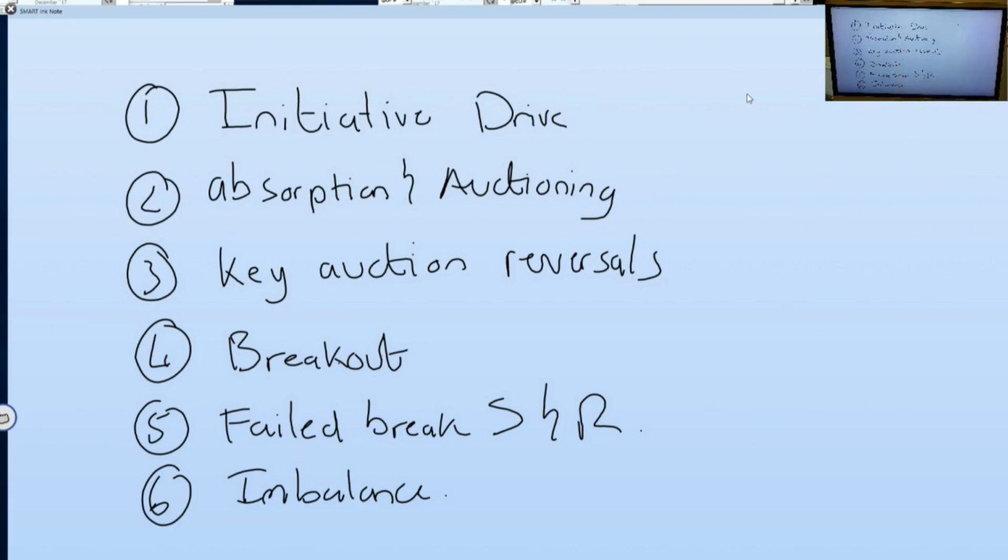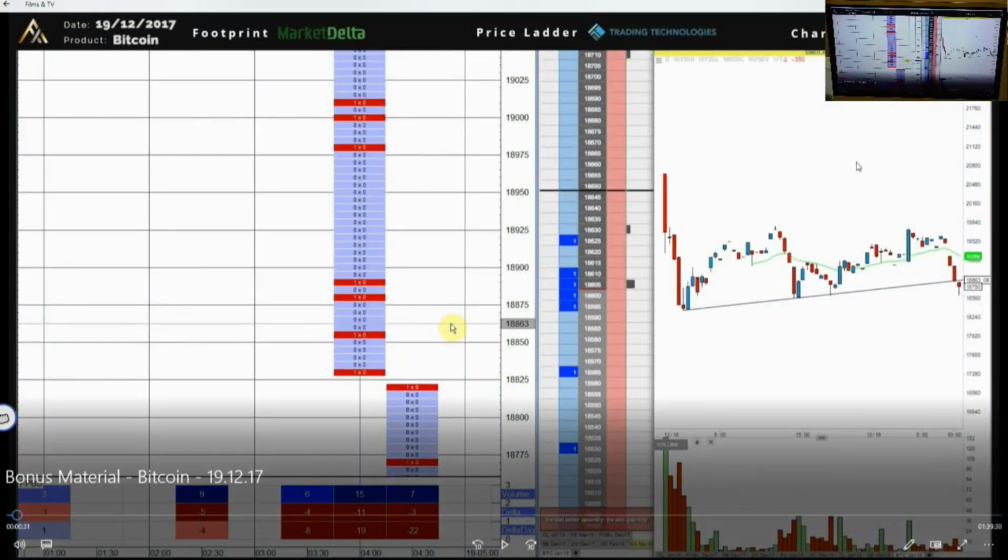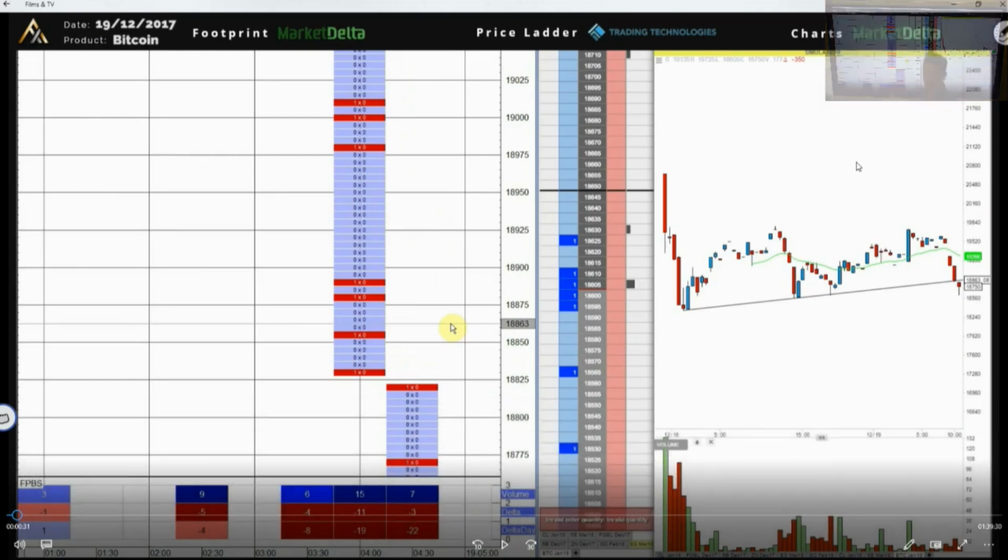Let's get into that price ladder and let's go through them one by one. Now the important thing to understand, guys, as I go through this, again, don't fret too much that you can't see much on the footprint. That's not the purpose of this. I'm going to point it out to you. I'm going to show you what it looks like.